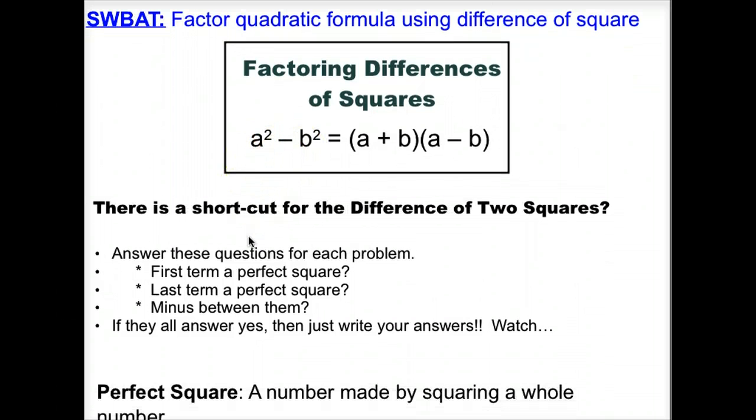Now, there's a shortcut for this difference of squares. Basically, what you need to do is ask yourself the following questions. Is the first term a perfect square? Is the last term a perfect square? And then the final question: is there a minus between them? If they all answer yes, then you just write your answers out.